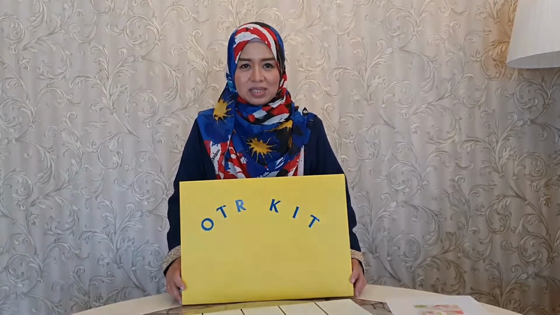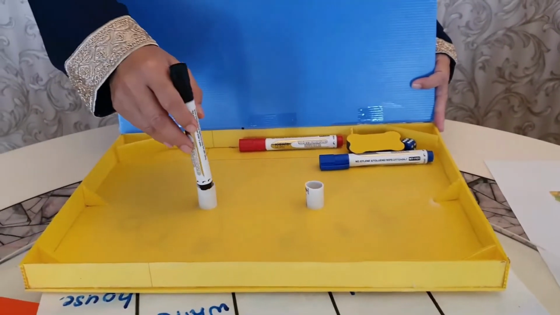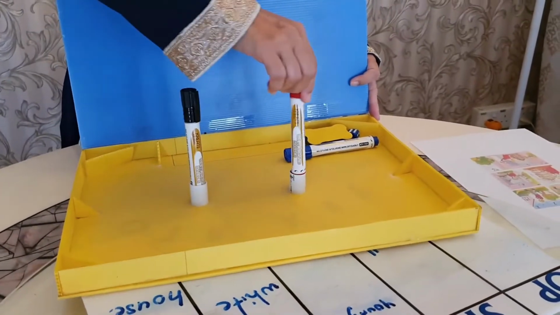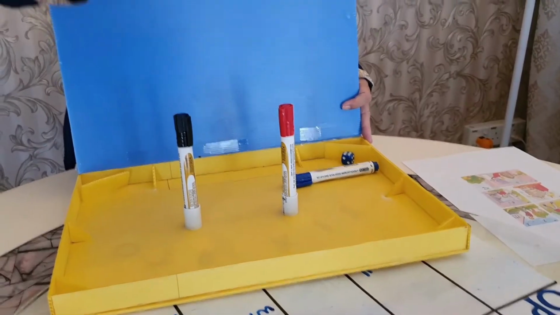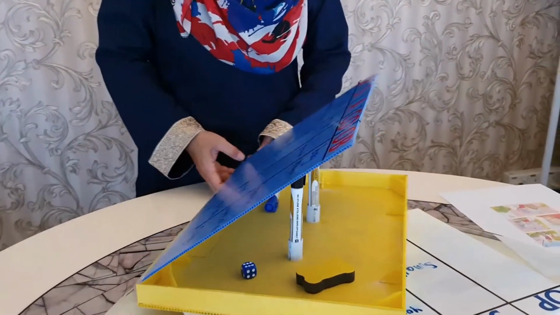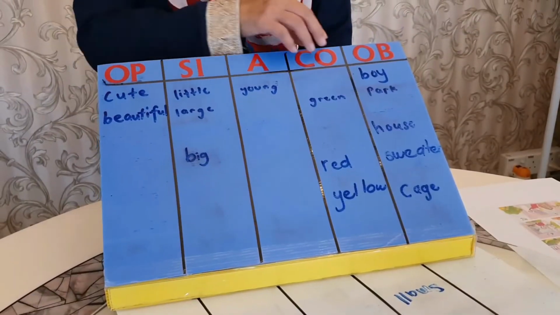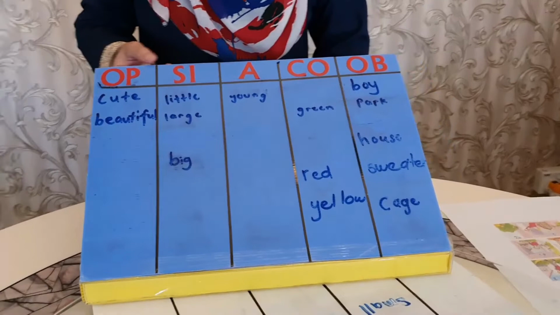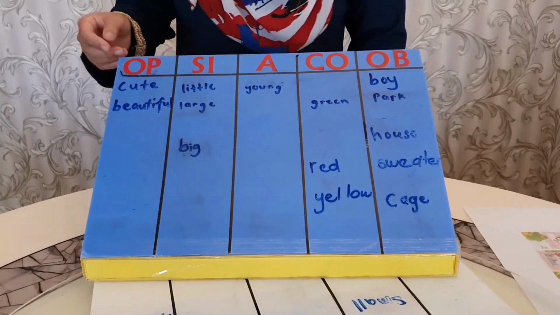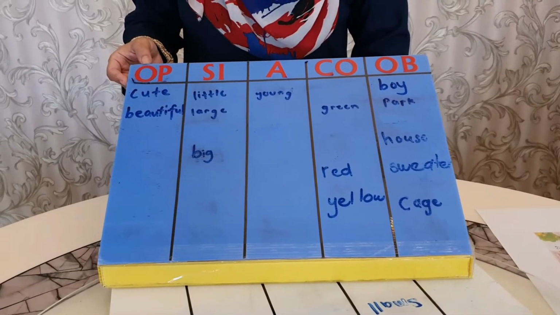Now, let us look at what is inside this kit. First, we will find some marker pens for students to write on the board later, a duster and a dice. When the students get the kit in each group, they will find a board which comprises 5 columns. The first column is the letter OP.